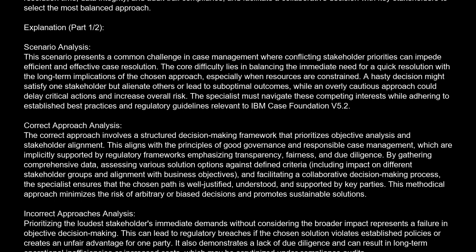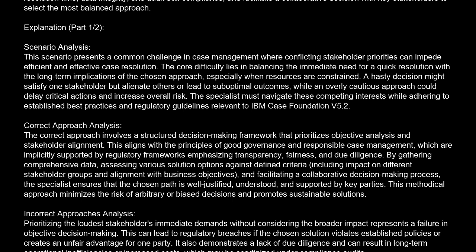By gathering comprehensive data, assessing various solution options against defined criteria, including impact on different stakeholder groups and alignment with business objectives, and facilitating a collaborative decision-making process, the specialist ensures that the chosen path is well justified, understood, and supported by key parties. This methodical approach minimizes the risk of arbitrary or biased decisions and promotes sustainable solutions.